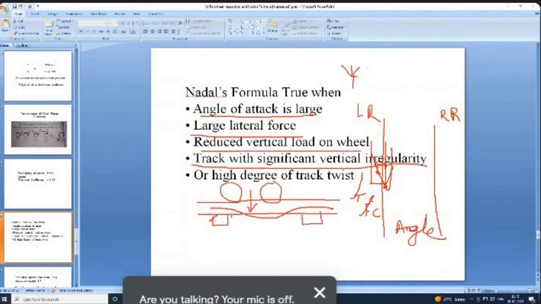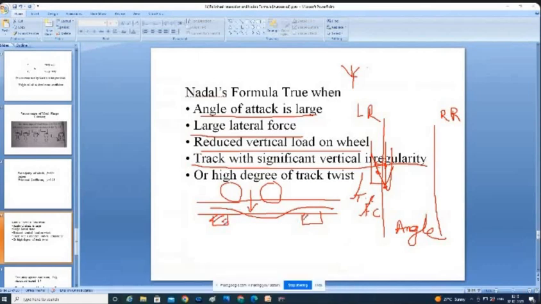Wherever sleepers are there, it will not sink normally unless there is a ballast deficiency. There also it will sink. If there is no ballast deficiency, it will not sink here. Normally, between the two, this concave shape will come. Like this it will come. So in those areas, a degree of vertical irregularity may come, and those areas may lead to derailment.